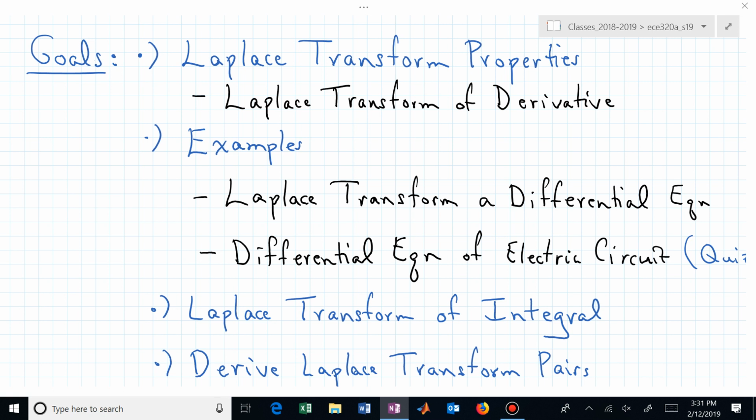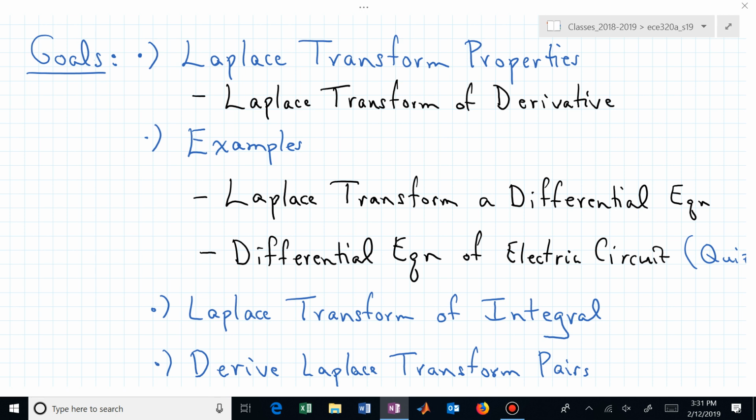But here is what we want to do today. This material will not be on exam number 1. This is Laplace transform material. Hopefully you can still stay focused and attentive to what we're talking about. We'll start with some properties, and that will lead us into looking at the Laplace transform of a derivative. Then we'll work through some examples and essentially try to come up with a differential equation. And that differential equation will be connected to an electric circuit, and therein lies the quiz.